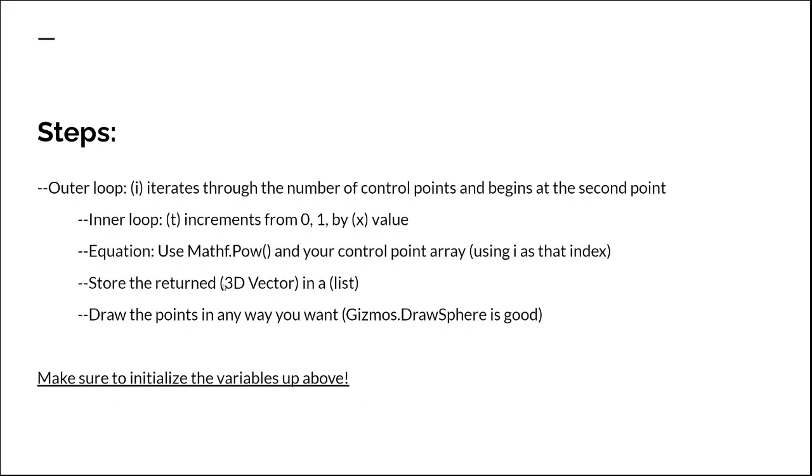And then store the returned 3D vector in a list, which we'll use later, and also draw the points in any way you want. And I use Gizmos.DrawSphere. Make sure to also initialize all the variables above. Anyway, end.